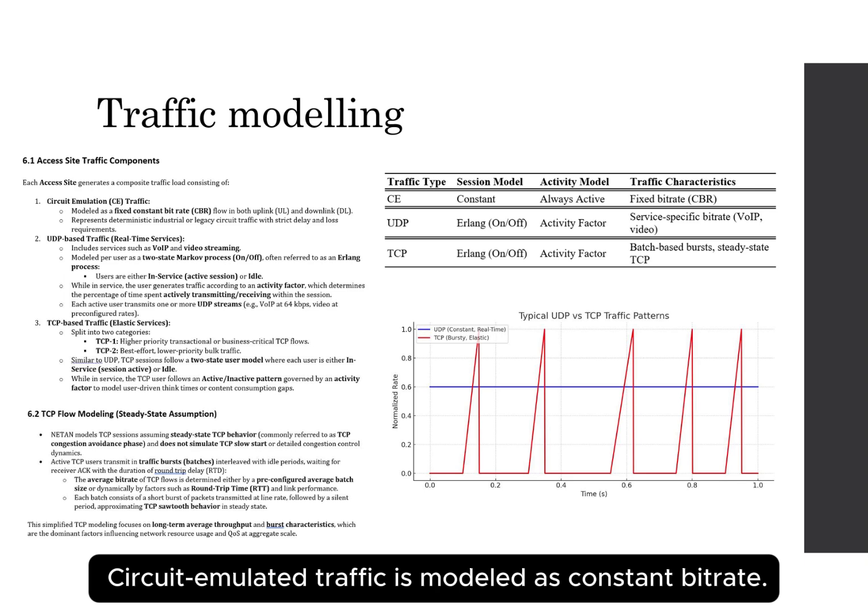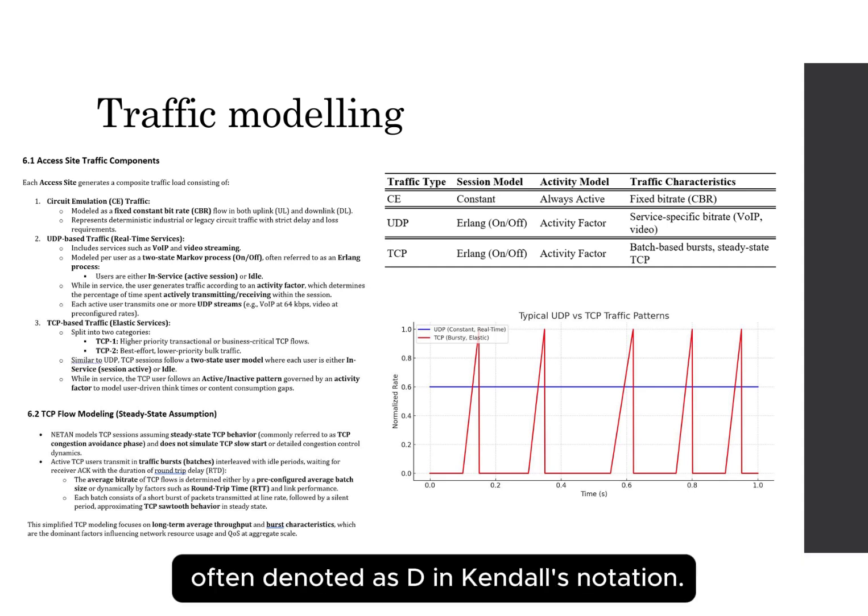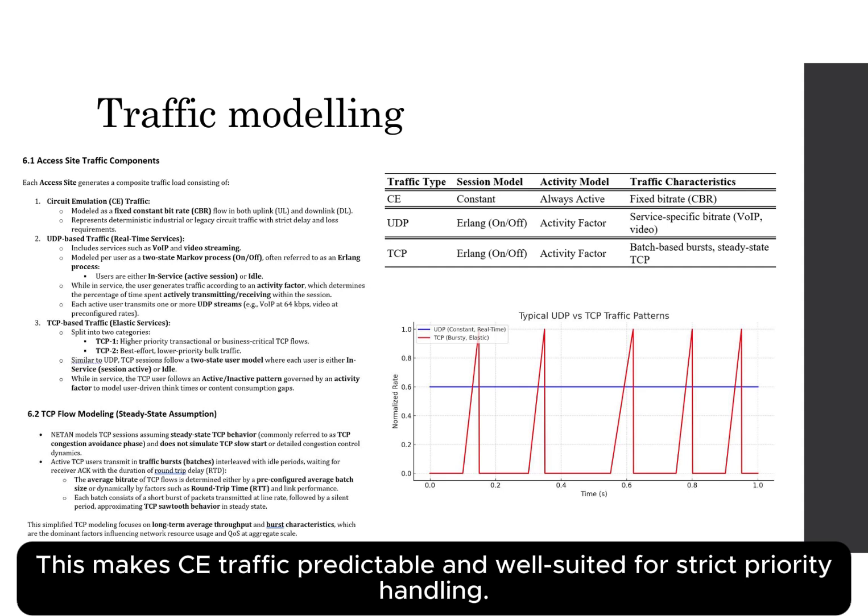Circuit-emulated traffic is modeled as constant bitrate. From a queuing perspective, this behaves as a deterministic arrival process, often denoted as D in Kendall's notation. This makes CE traffic predictable and well-suited for strict priority handling.